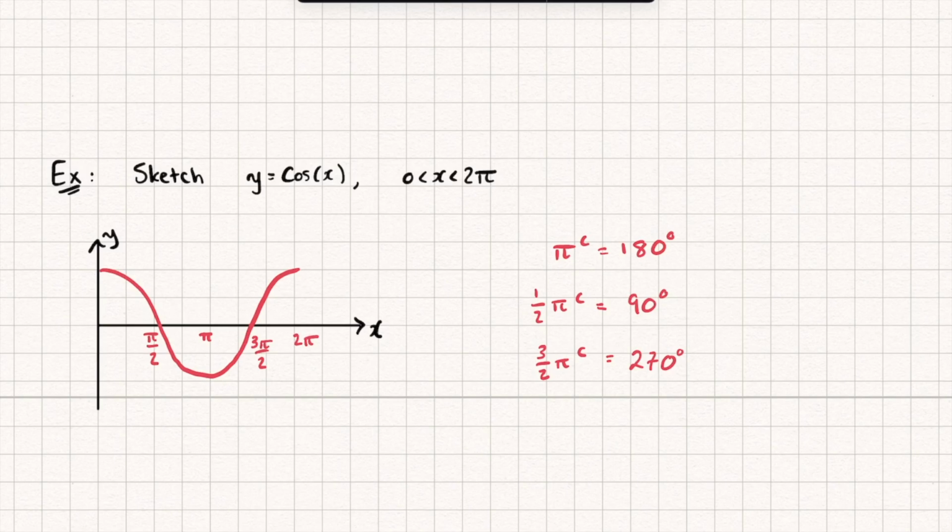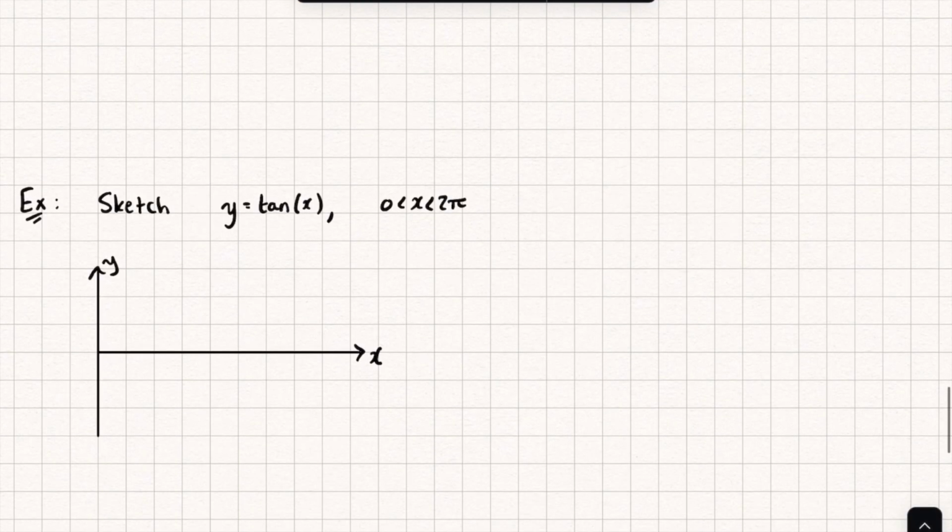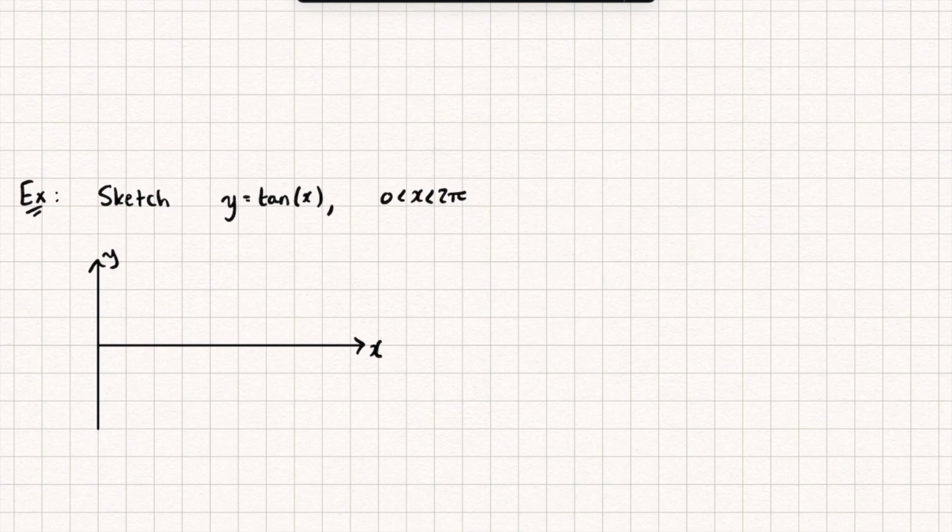Again, we can remember this trick of halving: the full period is 2 pi. If I half that, I get pi, which is at the trough. If I go halfway between pi and 0, I get pi over 2, which is where it crosses the x-axis. And if I go halfway between pi and 2 pi, I get where it crosses the x-axis again at 3 pi over 2. Let's look at the last graph, and we're sketching tan between 0 and 2 pi.